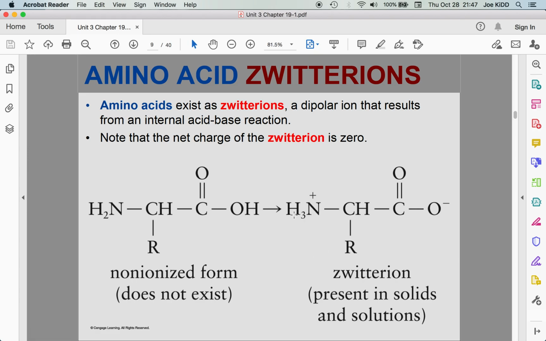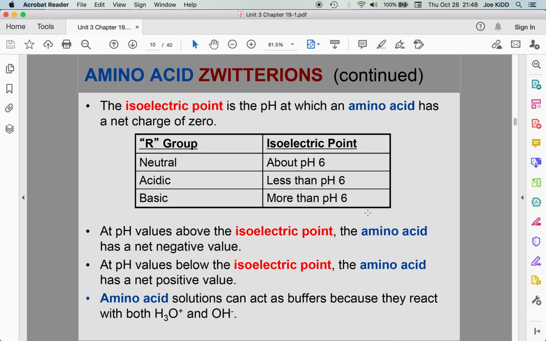Now, if we have a string of amino acids together building a protein, it will only be the ends, the beginning and the end, that will be the Zwitter ion. The polymer in between is all neutral. So because we have these Zwitter ions, we have to talk a little bit about pH and what exactly is happening.